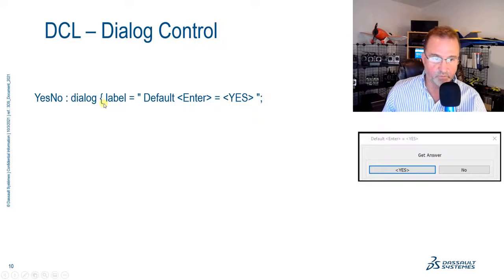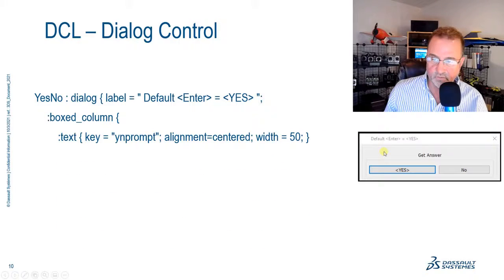So you'll notice an open brace, and then in this case we're going to give it a label at the very top. We're going to make the default, if you hit the enter key, to be the yes, and so I'm putting that text here, calling a default enter equal yes. Then the next line will be what's called a boxed column. Now I probably don't need a box around that. I could have just called it a column, but you'll see I get that extra box around there.